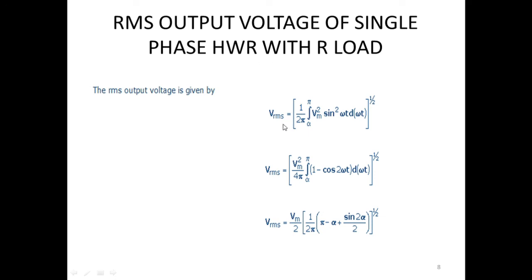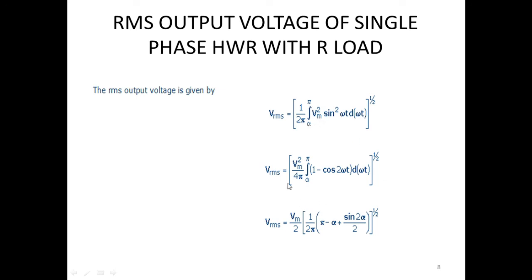The RMS voltage is the square root of the mean of the square. Therefore Vrms is equal to the square root of 1 by 2 pi, integral from alpha to pi of Vm square sin square omega t d omega t.